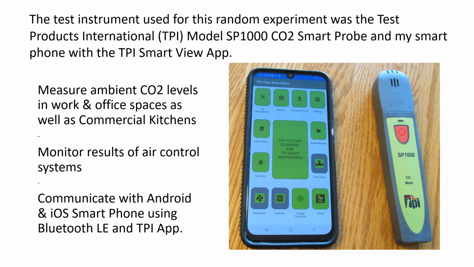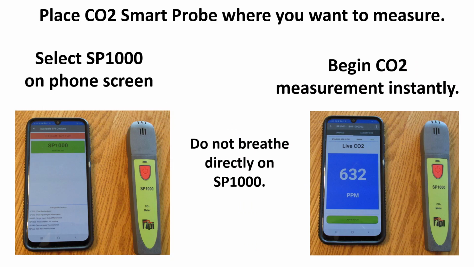Well, you take a look. I've hit the icon on my phone. I've downloaded the TPI Smart View app. This first screen says tap to start scanning. So I went ahead and tapped that. There's the unit next to it, the remote unit. I tapped my selection and another selection came up, the SP1000. So I'll tap it. And then there it is, almost instantly. I'm picking up the measurements of carbon dioxide in the space that I'm in. The smart probe is sitting right next to it. So let's move this around.